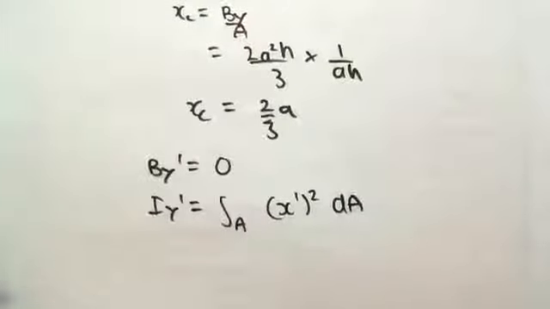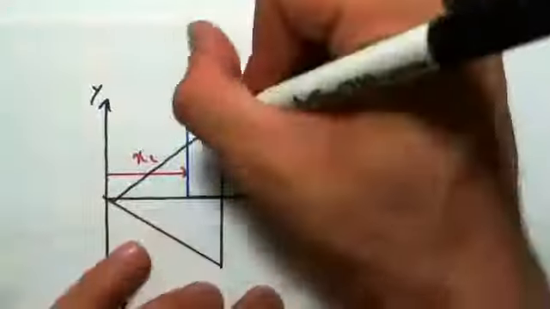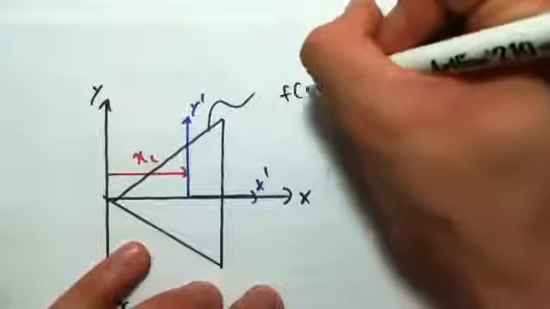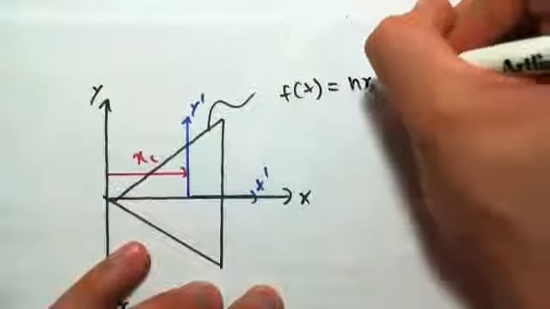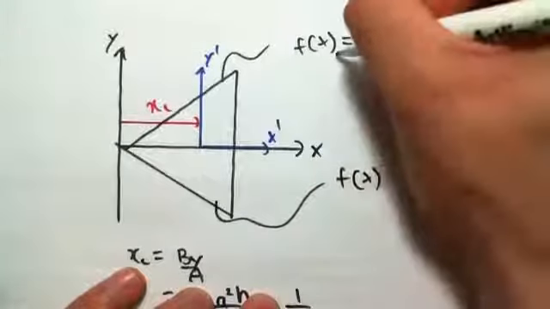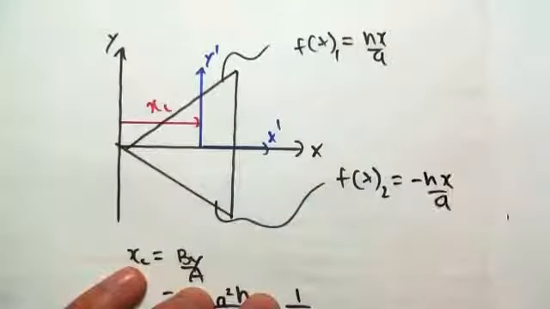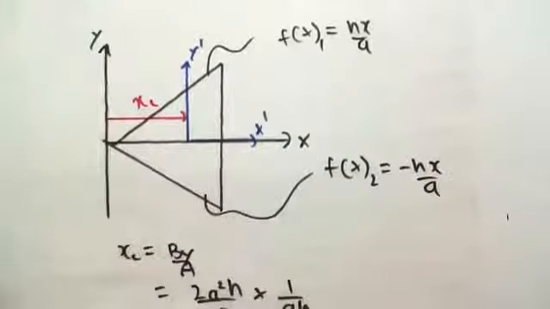Now what we're going to have to do is develop a formula for x dash in terms of x. We have this function here, which is a function of x, hx on A, and we have this function here, a function of x. I'm going to call that function x1, and function x2, which is minus hx on A. So we've just seen that in previous videos.